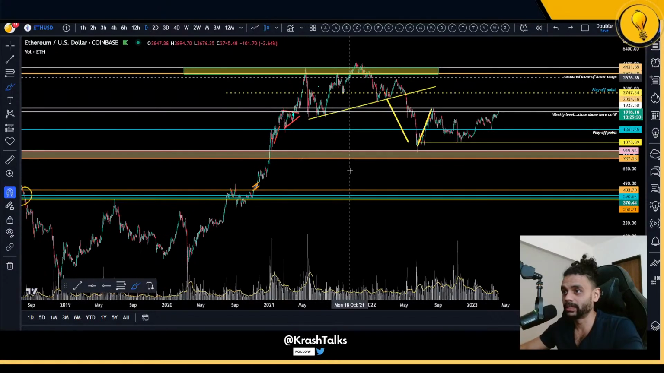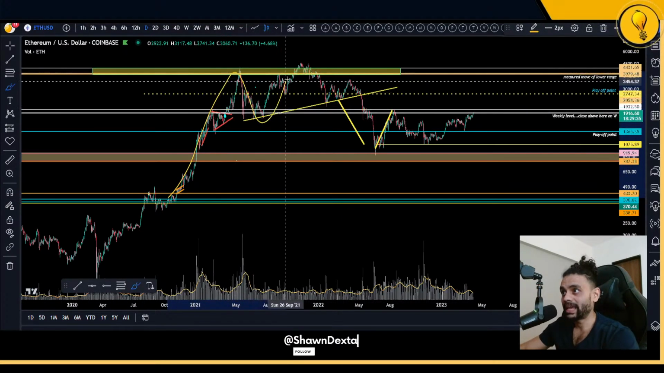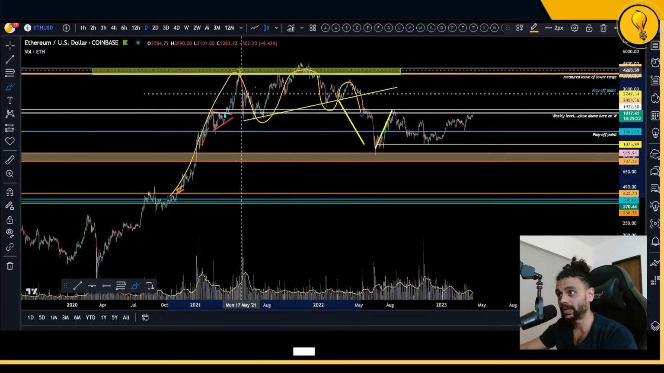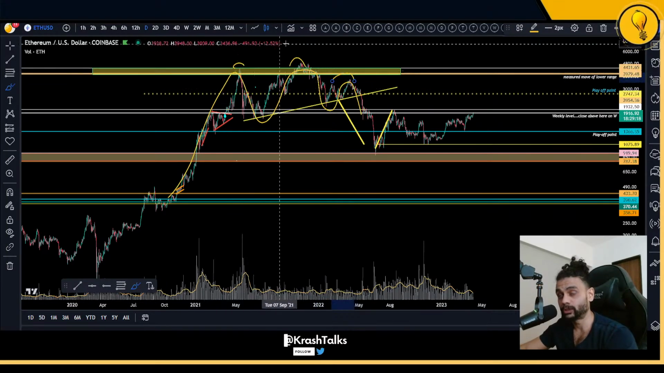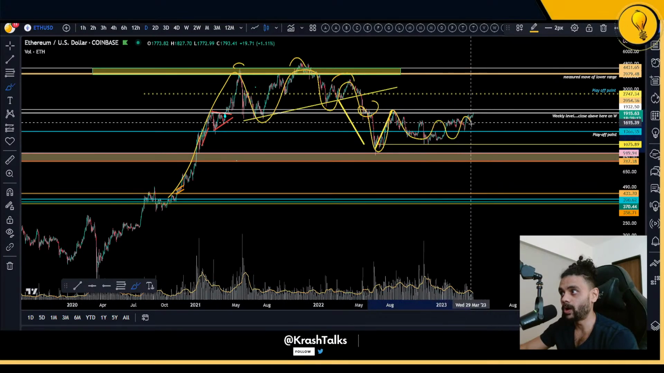Let's go ahead, remove our squigglies. You're going to see that we put in a distribution formation. This time around, another head and shoulders, right? Left head, right shoulder, left shoulder, head, right shoulder. Broke down, and now we've been accumulating again for the longest time.